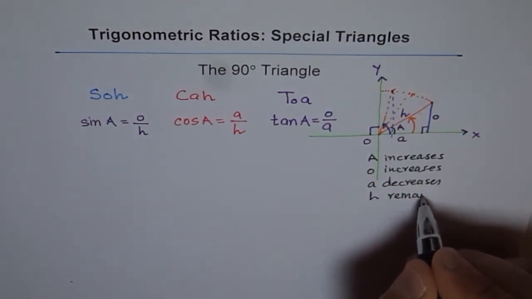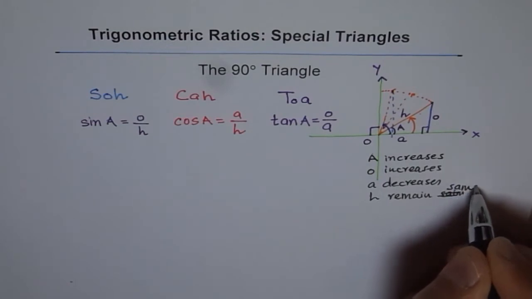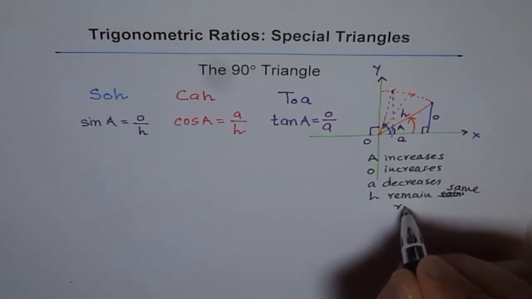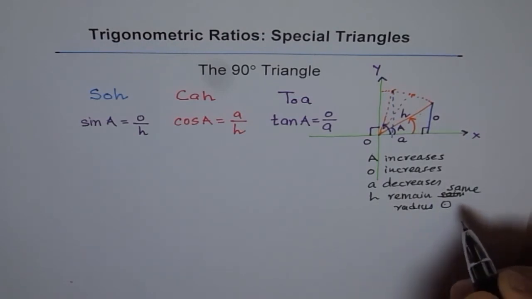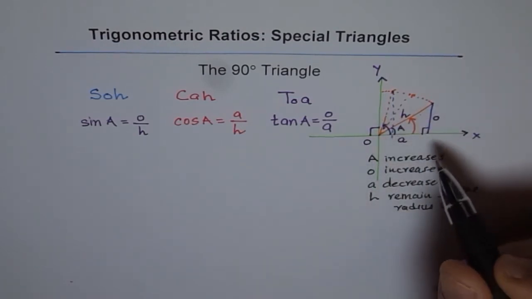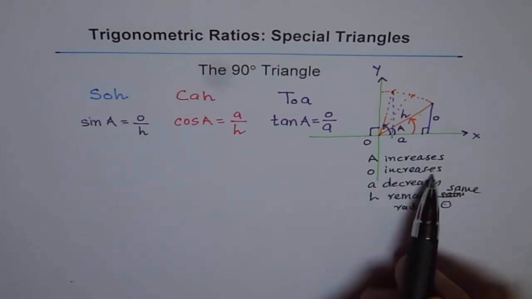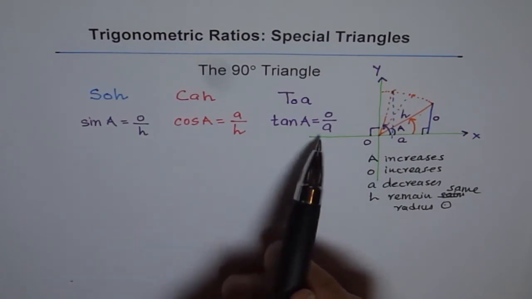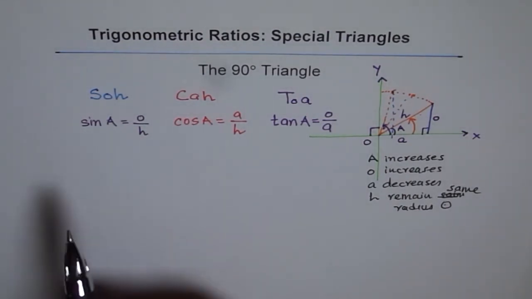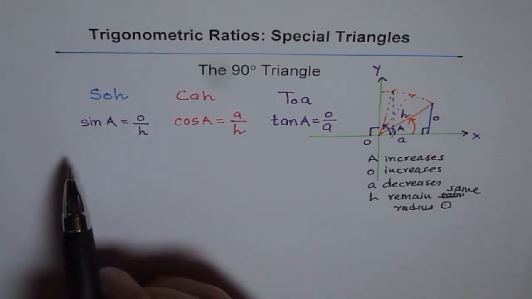It remains the same because it is my radius. Hypotenuse is my radius, the radius of the circle, so it remains the same, correct? So with hypotenuse remaining the same, O increases and A decreases. If O increases, what happens to sine? The hypotenuse remains the same for both of them, right? Now if this remains the same and O increases, sine increases, correct?